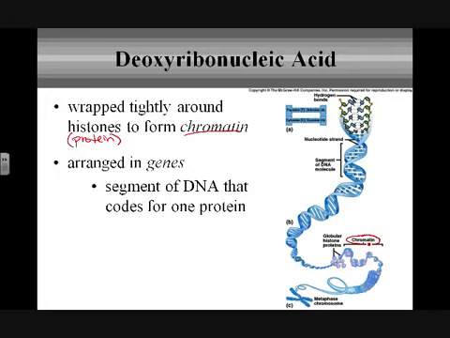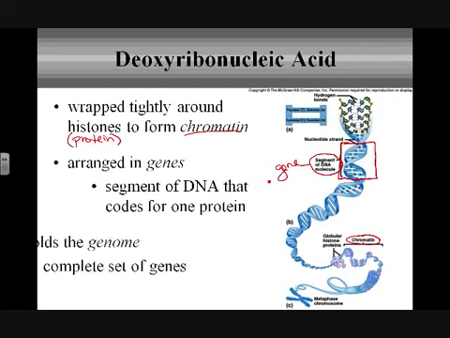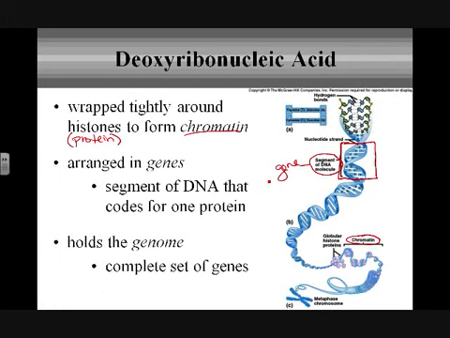DNA is also arranged in genes, and what that basically means is that a gene is a chunk of genetic information, a segment of the DNA for one particular protein. So we can look at it as being like over here. This chunk right here is a segment of the DNA molecule, and that segment would be referred to as a gene, and that gene would be responsible for one particular protein. And ultimately, the DNA is what holds your full set of genes, all of your information, all of your genetic material.